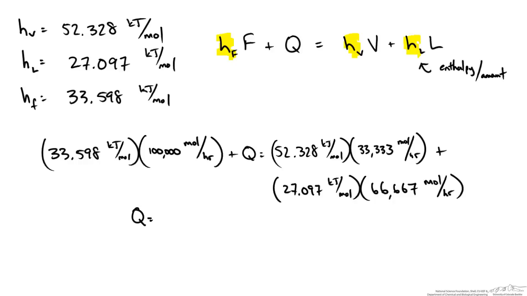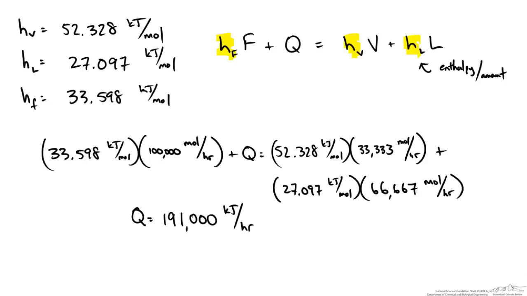So now we can plug these values into our energy balance, and this allows us to solve for Q. And when I do this, I get roughly 191,000 kilojoules per hour of heat that needs to be added to the feed stream to satisfy our energy balance. And that's sometimes typical to preheat the incoming stream to a flash tank.